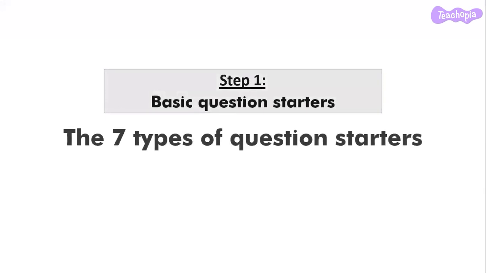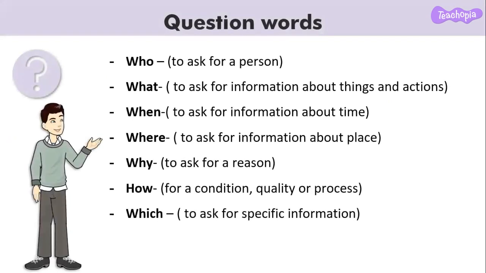As step 1, as we mentioned, it is basic question starters. There are 7 types of question starters which we call WH words. Those are who, what, when, where, why, how, and which. As we all know, when we want to ask any question related to any person, we would be starting our question with who. When we want to know more about a thing or action, more information is required, then we would start our question with what.